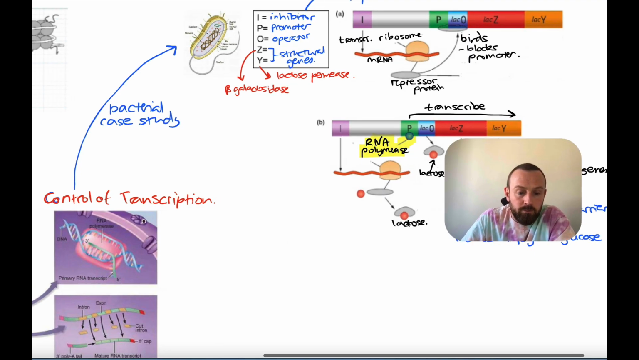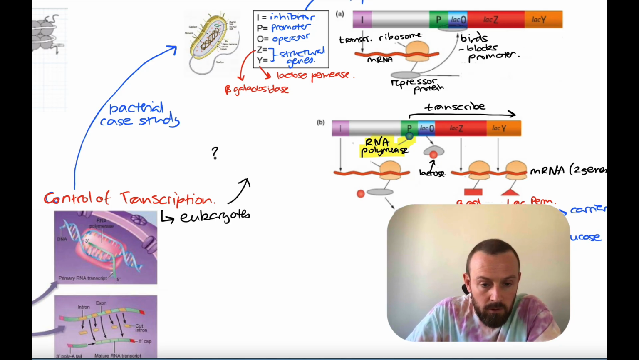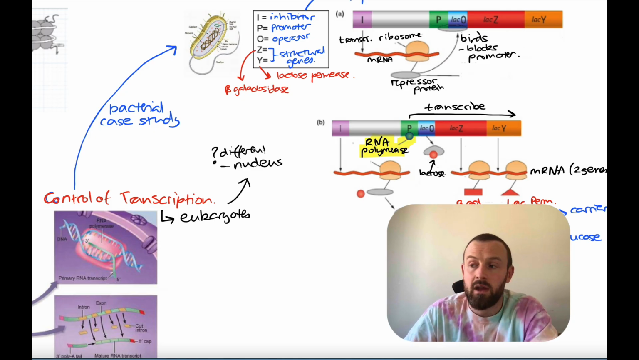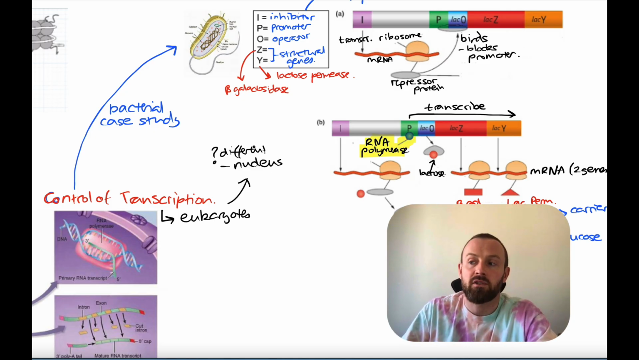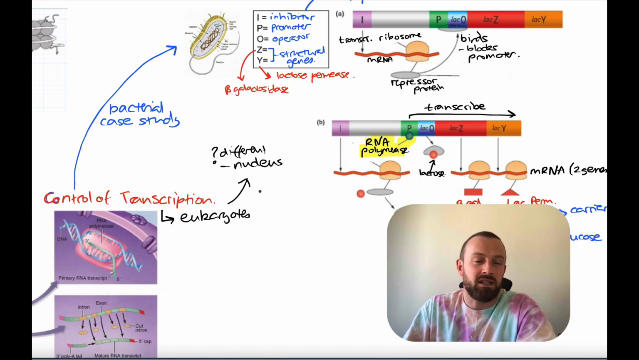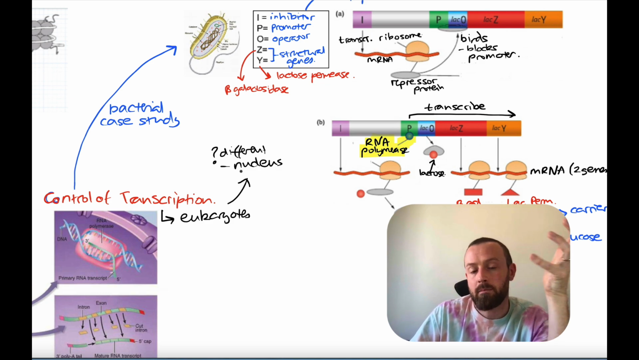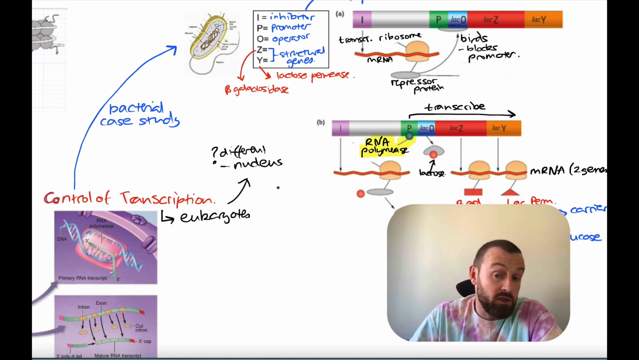So in eukaryotes, why is it different? One of the main reasons is it happens in the nucleus. So in bacteria, remember, there is no nucleus. So everything in the cell is floating about and can sort of bump into each other. There's no separate compartment for the DNA. So the fact that there is a nucleus makes things a little bit different in eukaryotes, and the way that DNA is packaged and things like that makes it a bit different. There's also different enzymes involved.